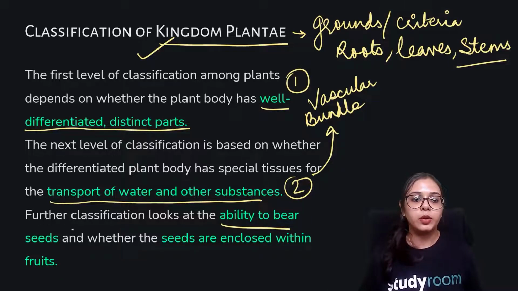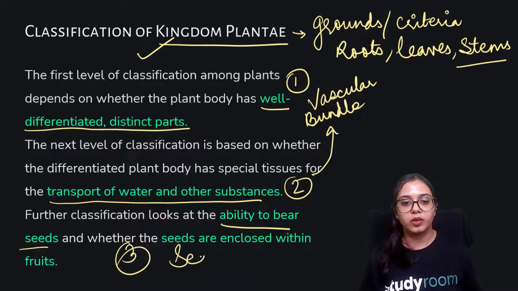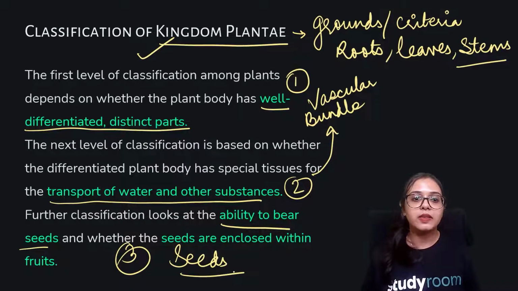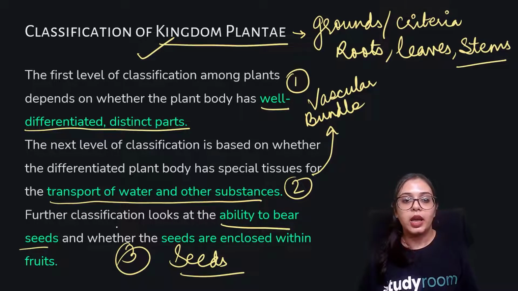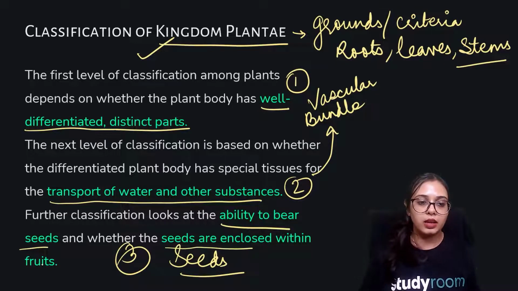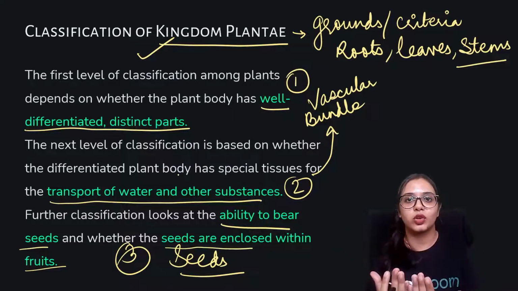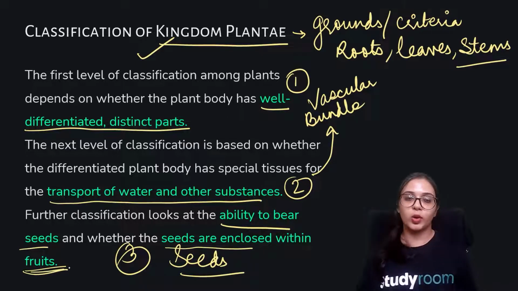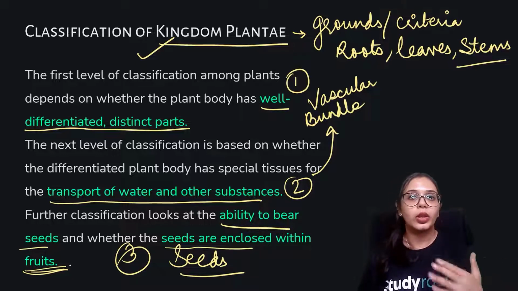Further classification could be the ability to bear seeds and whether seeds are enclosed within fruits. Not all plants bear seeds, right? Some which do bear them naked, meaning there is no enclosed structure and the seeds are spread in the open. In other plants, seeds are present but enclosed in a structure, and those structures are fruits. For example, if you look at a pine tree, its seeds are big and naked, not enclosed in an outer covering.